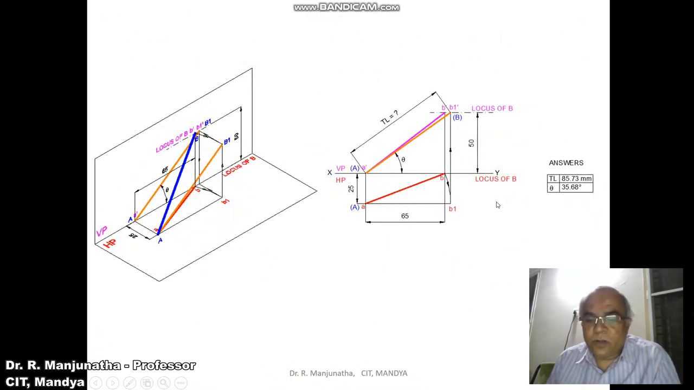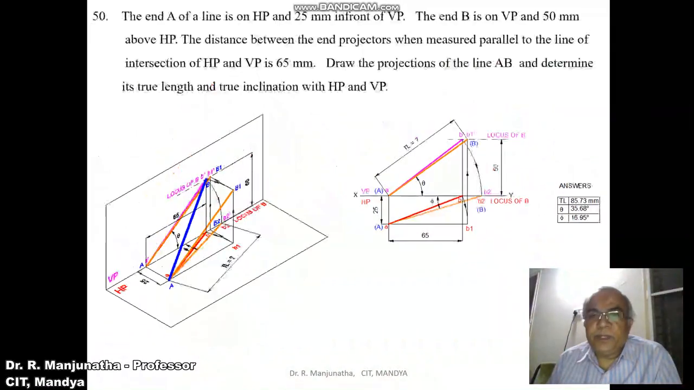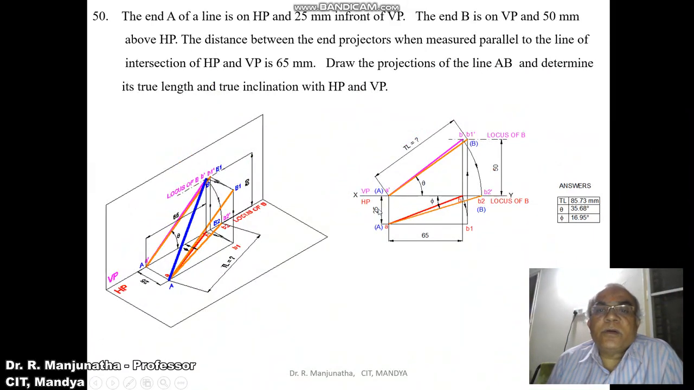Now we are going to solve the problem in the sketchbook. To draw this, first we draw the XY line and mark XY, and mark VP and HP here. VP is above the XY line, HP is below the XY line. Then NDA of your line is on HP, so you consider a point on the XY line in the front view, and you mark that point as A dash, because a point on HP will be visible on the vertical plane.